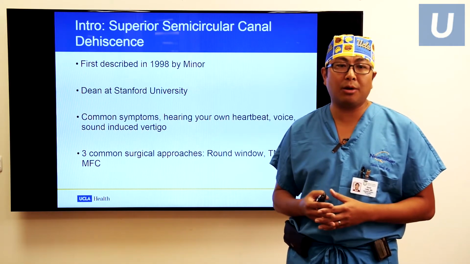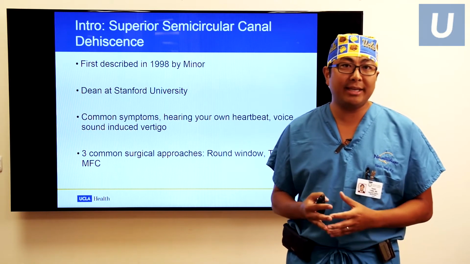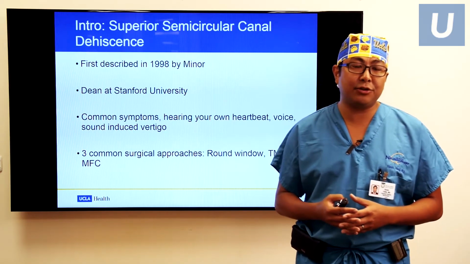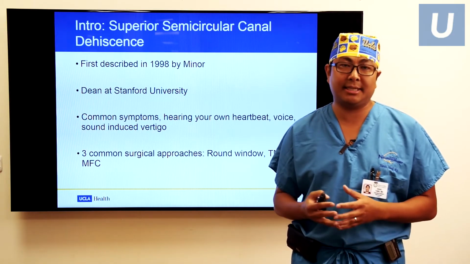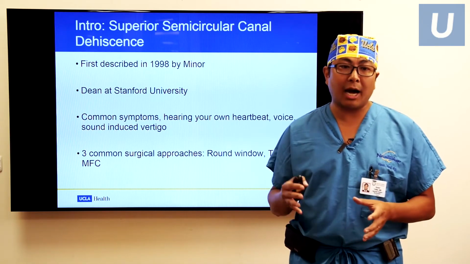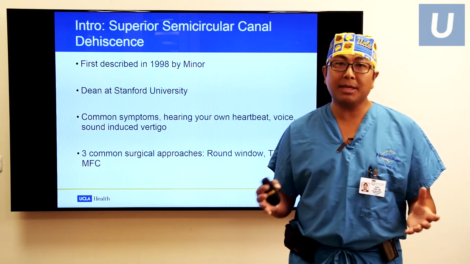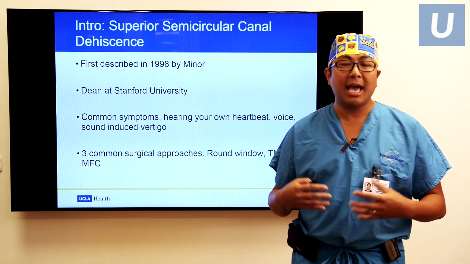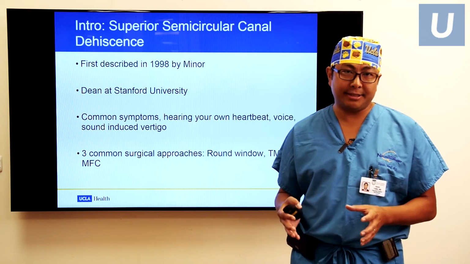But to give you a quick recap, this is a rare disease that was only given a name about 20 years ago. In 1998, it was described by Dr. Miner, and he's now a dean at Stanford University. Since before that time, this disease had no name, so it's a young disease, a rare disease, and not a lot is known about it. The common symptoms are that you hear your own heartbeat, you hear your own voice. Sometimes you can hear your eyeballs move, your neck muscles move, you can hear your own footsteps, and common sounds or quiet sounds can cause vertigo and dizziness.